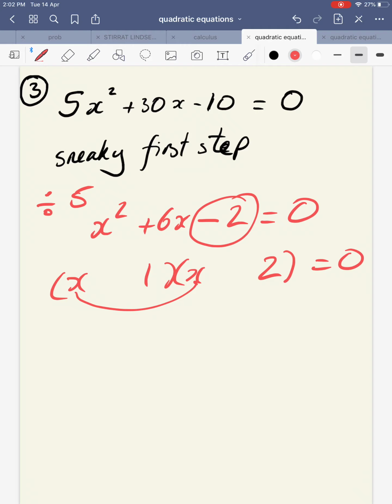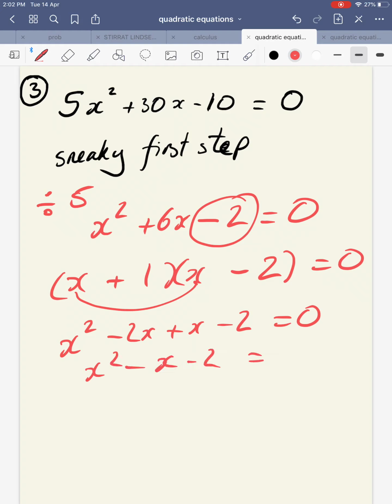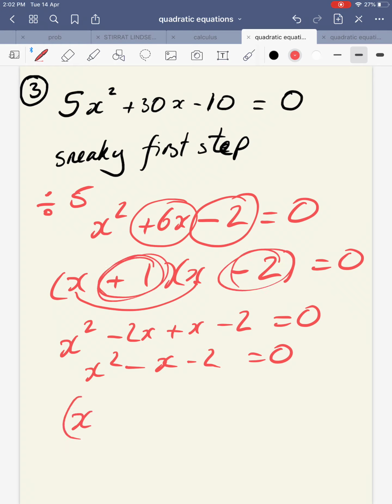Now, to get negative 2, it can be negative 2 and positive 1, but this just gives us x squared minus 2x plus x minus 2 equals 0. So this is x squared minus x minus 2 equals 0, but we need plus 6x. In fact, there is no combination of numbers here. We cannot actually factorise this to solve the equation, all right? So we can't actually solve this by factorising.